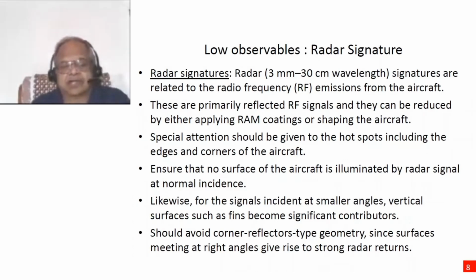Of course, the key point here is special attention should be given to the hotspots, including the edges and corners of aircraft. It's been known the radar reflection is kind of amplified whenever it hits a corner or a right angle corner, for example. Then the reflection backwards is very, very significant. So the idea is to try and minimize edges and corners, or even if they do have edges and corners, try and make them parallel to each other so that there is some kind of overlap. Other part is to ensure that no surface of the aircraft is illuminated by radar signal at normal incidence.